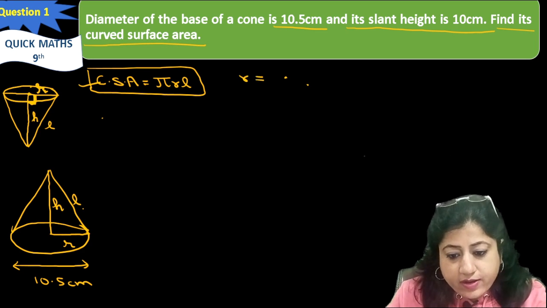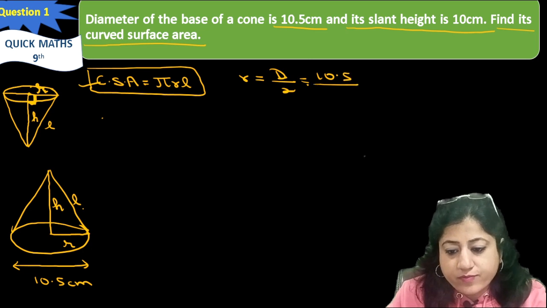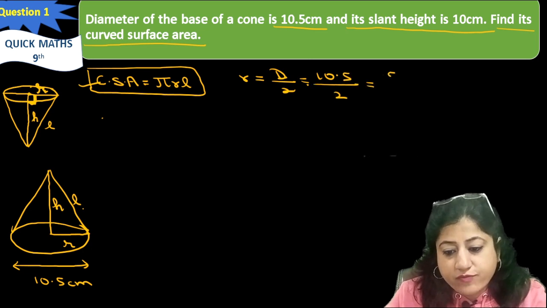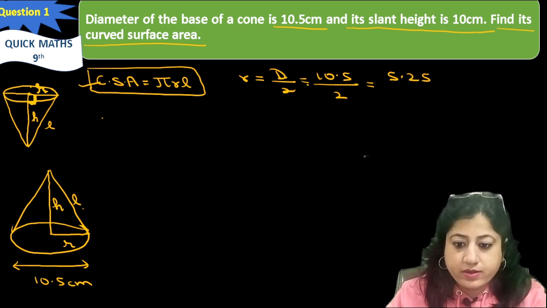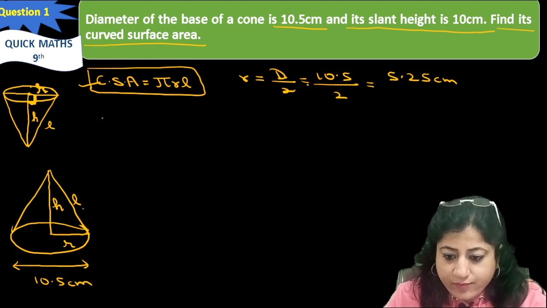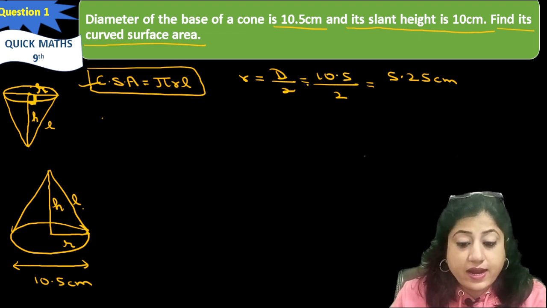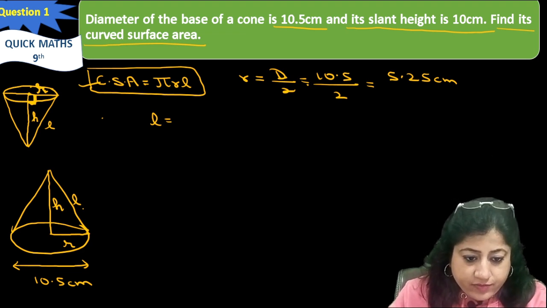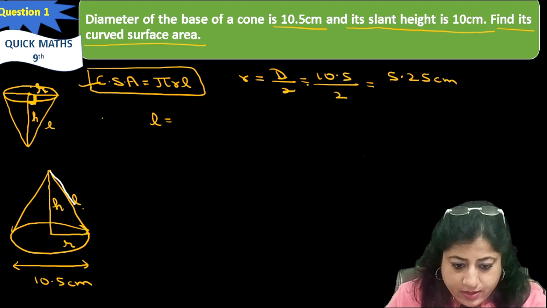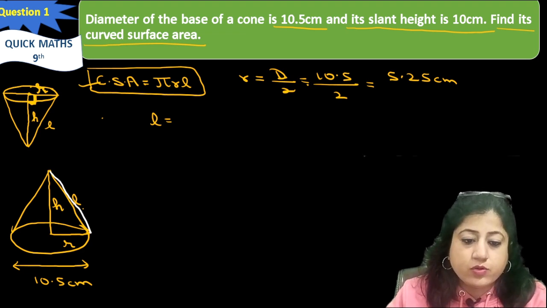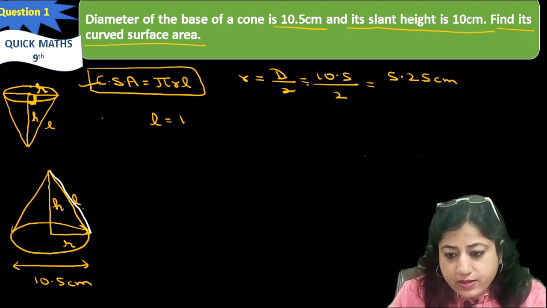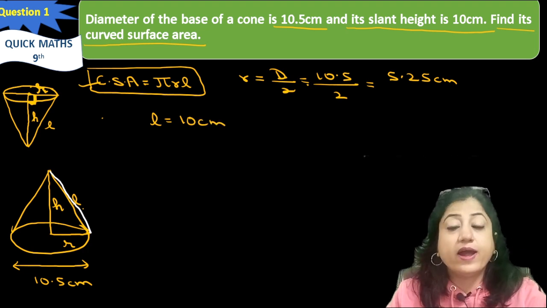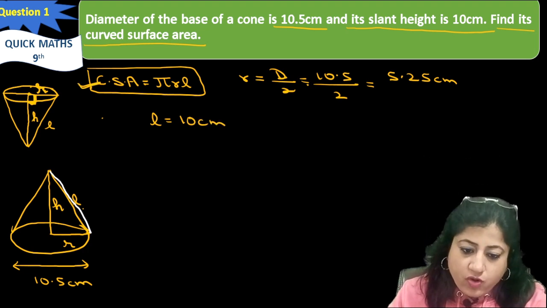So we can say the radius will become diameter by 2. So it will be 10.5 by 2, which is 5.25. This is the radius, 5.25 centimeter. Now next is slant height. Slant height means L is given. This one is the slant height. I am highlighting it with white color. So L is given also. L is 10 centimeter. Now he is saying find its curved surface area, having the formula pi rl.